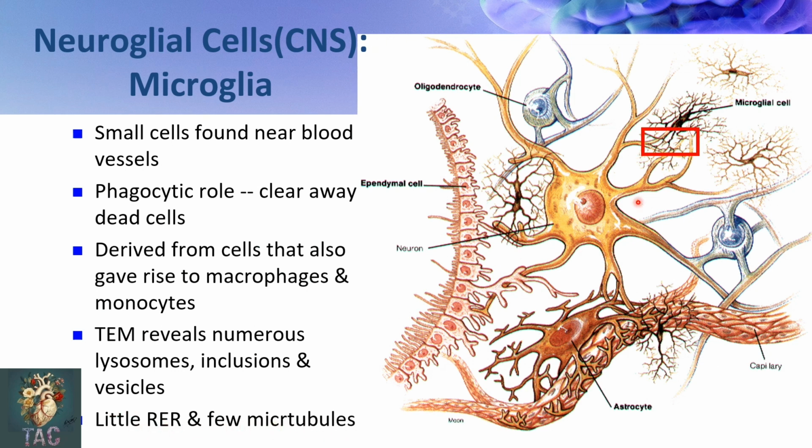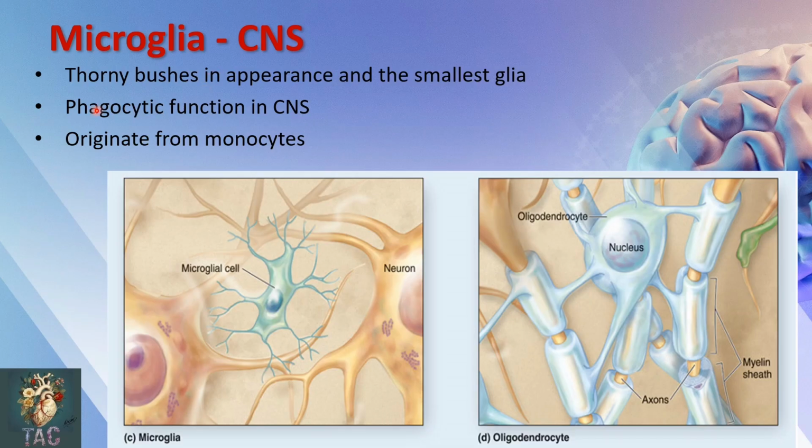Usually their amount is very small in the central nervous system, but they increase in cases of certain inflammation of the brain tissue. These have a thorny, bushy appearance. You can see this is the microglia cell, the smallest of the glia, phagocytic and originating from the monocytes.